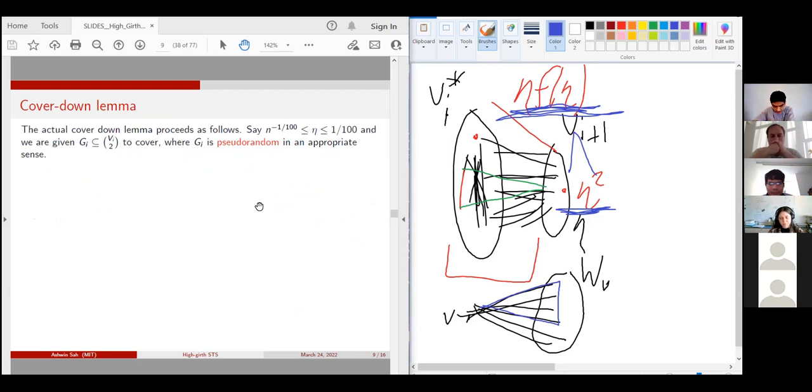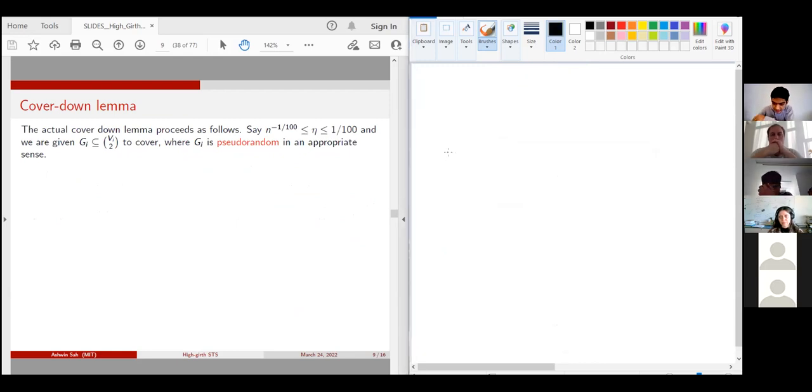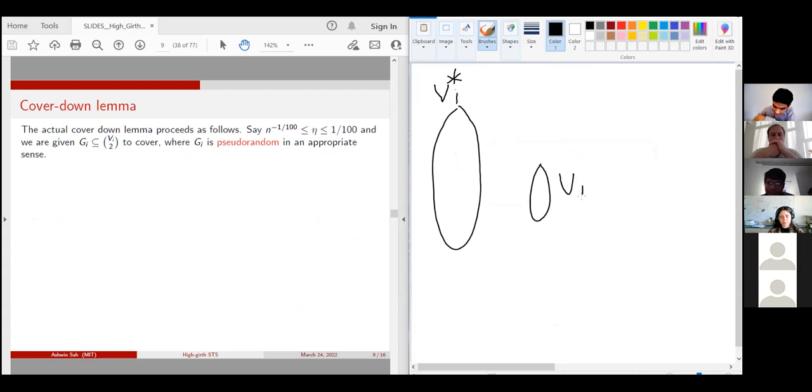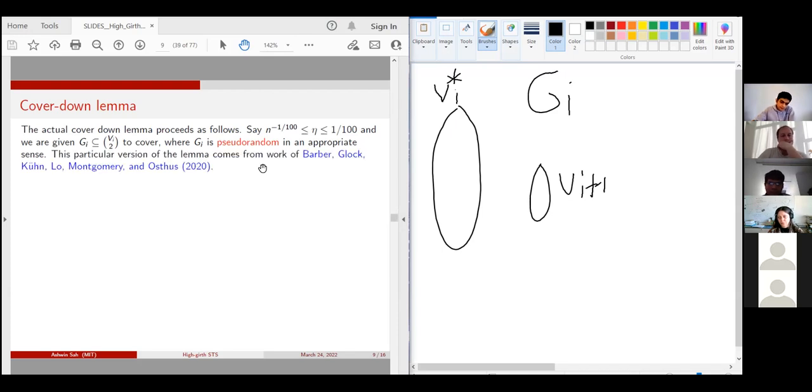And let's just say that, again, we have this B_i star, B_{i+1}. And let's just say that the total graph that we have here that remains to be covered is called G_i, where G_i is pseudo-random in an appropriate sense. Because in general, you'll need some more general statement. And I'll just mention again that this particular version that I'm going to be talking about comes from this work of Barber, Glock, Kuhn, Lo, Montgomery, and Osthus, the way it's going to be stated here.